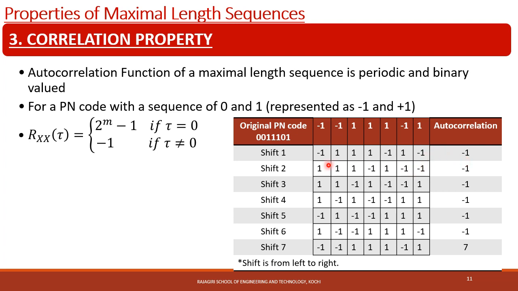In the next shift, we shift this minus 1 to the right side. So, we will get the next one. Then, finding the autocorrelation again, we again get minus 1. When you repeat it, at the end of 7 shifts, we obtain back the same sequence. Now, when you multiply two same sequences, we will get the maximum value which is equal to 7. That is 2 raised to m minus 1.